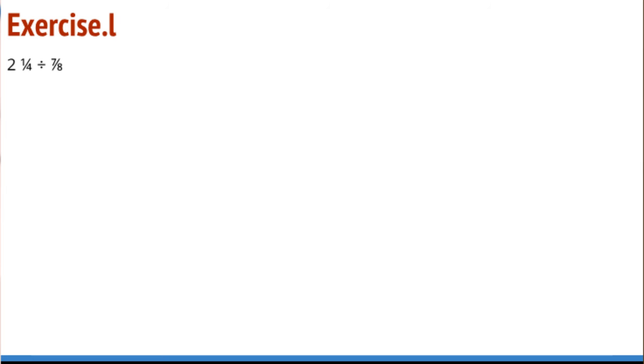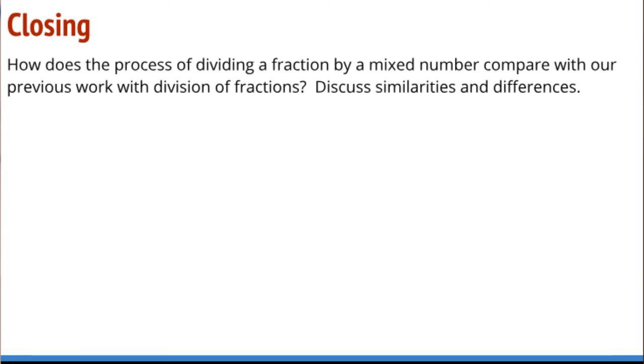So in class, you would complete all of these, and then you would play a matching game with a neighbor. All right, so how does the process of dividing a fraction by a mixed number compare with our previous work with division of fractions? Well, they're pretty similar. We can use the invert and multiply method for both types of problems. One difference is we do have to change those mixed numbers into fractions so that we can work with them.